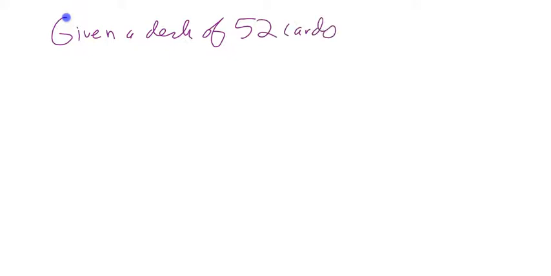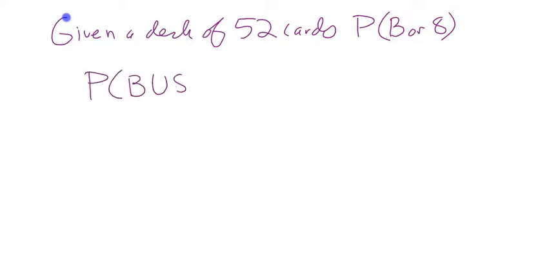Okay, let's go to another example. Let's do a black or 8. Black or 8. Okay, so seeing that, you then need to think, okay, the probability of black or 8 is the probability of black.